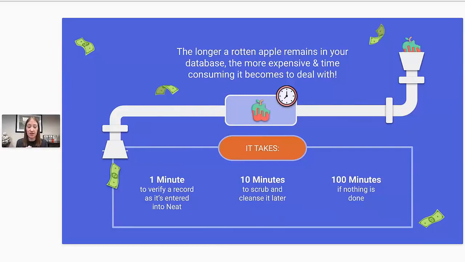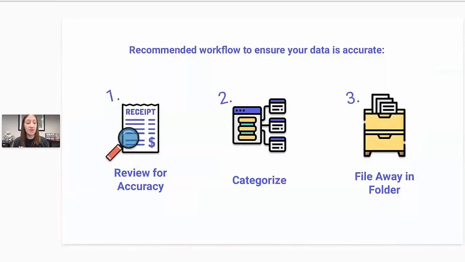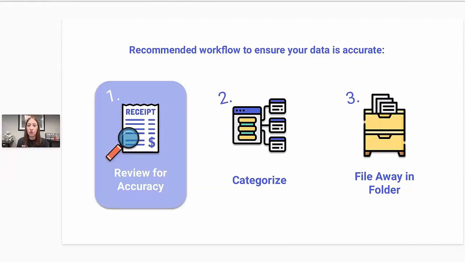Data shows that it takes, on average, just 1 minute to verify your file's data as it's entered into Neat. And the longer that you don't deal with your files and let them pile up, the more time you'll have to spend down the line fixing them. That is why we recommend this 3-step workflow that will help to ensure that your data is accurate and therefore meaningful and usable. In step 1, you need to review your files and check them for accuracy.